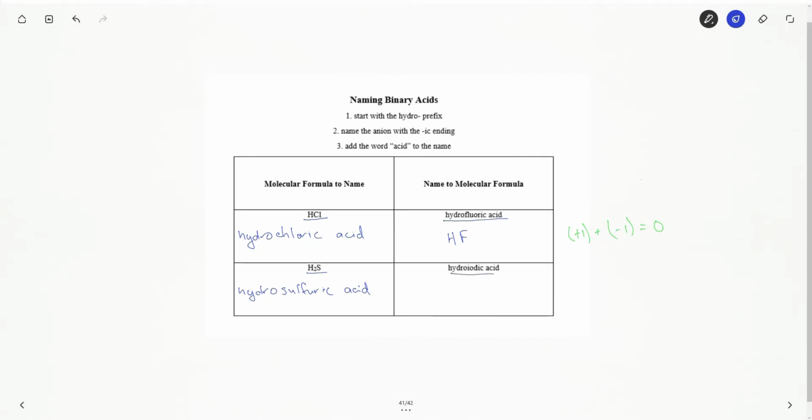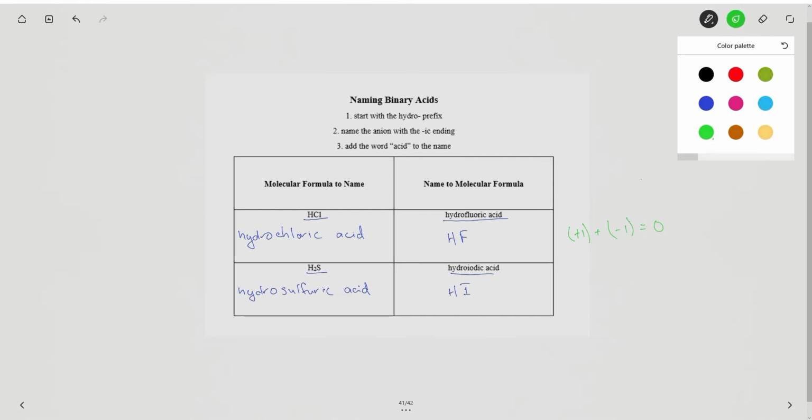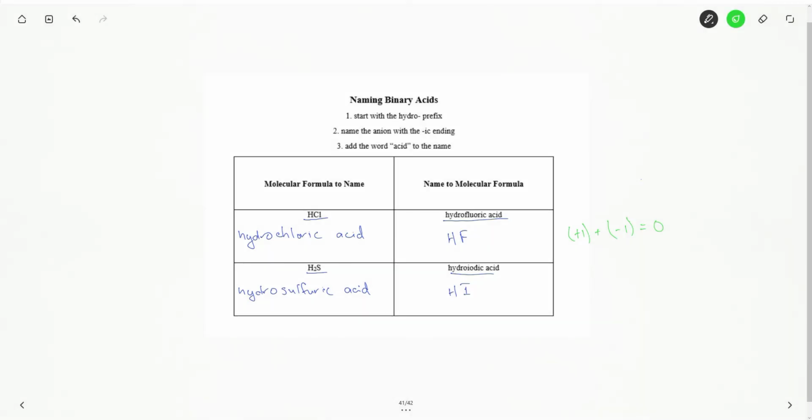Hydroiodic acid. Again, the acid tells me I'm using my acid rules. The hydro tells me I'm using my binary acid rules. So I know I have H. Iodic simply came from iodine. Now do my quick math to see if I have a neutral compound. Hydrogen +1. If I find iodine on the periodic table, I see that it has a charge of -1. Again, that is a neutral compound as written. Therefore, hydroiodic acid is simply HI.